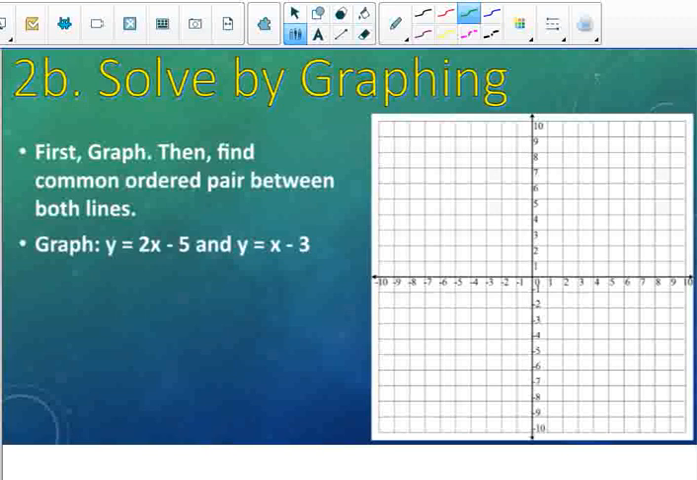Next one is graph these on the coordinate plane. So I have y equals negative 2x minus 5, so I put a point at minus 5. And I have a slope of a positive 2. So up 2 to the right 1, up 2 to the right 1, up 2 to the right 1. I'll go up 2 more to the right 1. There's my line.